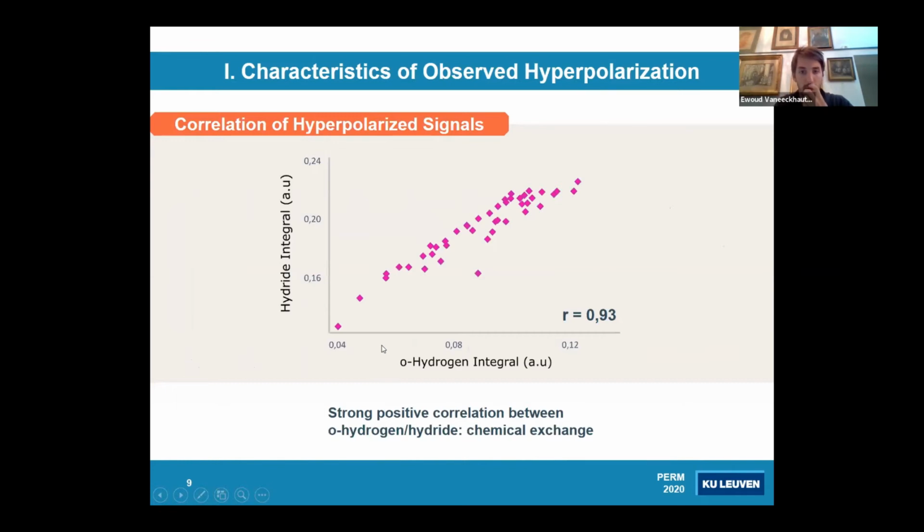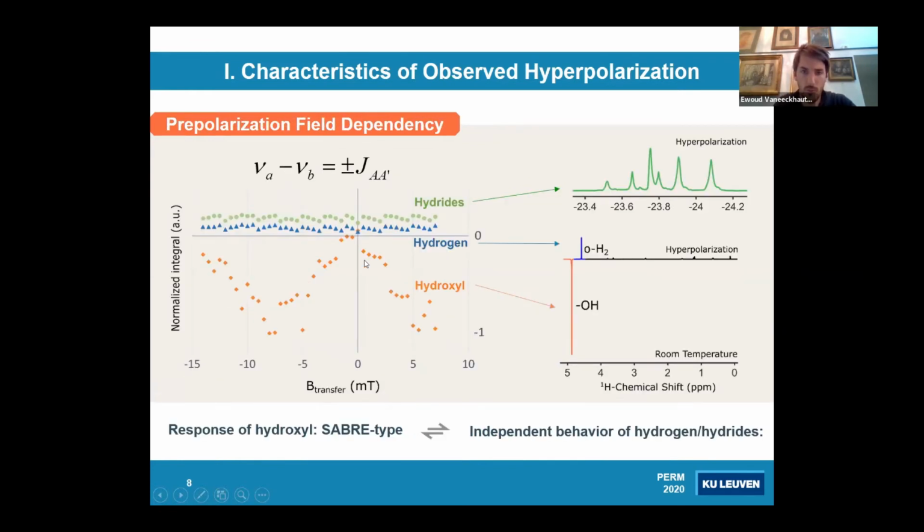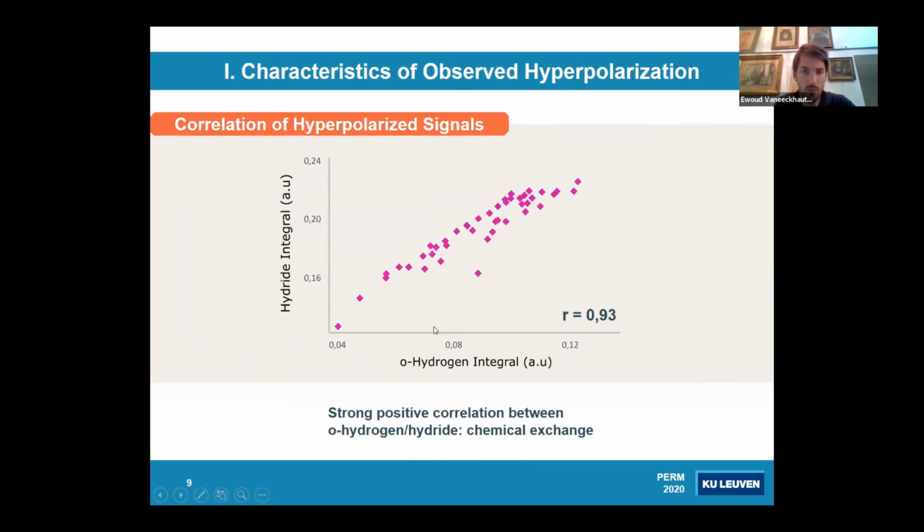Now, what is nice when you have quantitative data on prepolarization field dependency is that one data point is one measurement with one field value, and you can use how much, for example, hydrogen and hydride is hyperpolarized. As you can see, they are quite correlated. If we see hydrogen hyperpolarization, the hydrides tend to be hyperpolarized too, due to the already discussed chemical exchange between hydrides on the catalyst taking hyperpolarization and then off. This is a beautiful graph showing that it's indeed perfectly correlated in our system too.